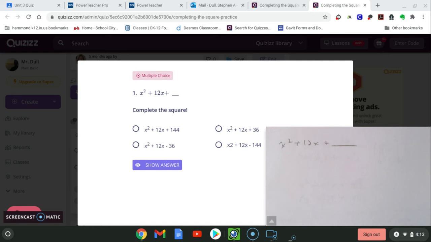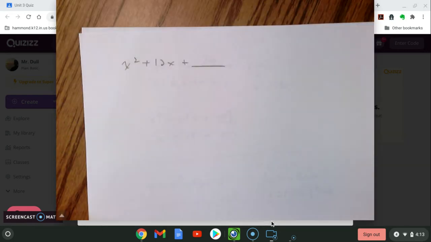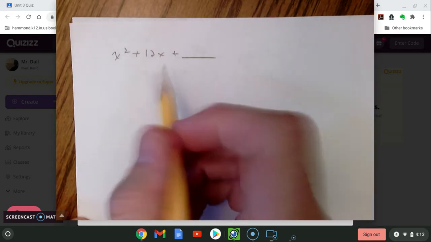Hi, Algebra 2. Just wanted to take a look at some of the things that we looked at as far as examples in section 4.6 today, which is completing the square. We started off the day in quizzes, and the very first exercise that you had looked like the one that you see on your screen. It says complete the square. It gives you x squared plus 12x plus blank. And so what is it that they're asking of us?